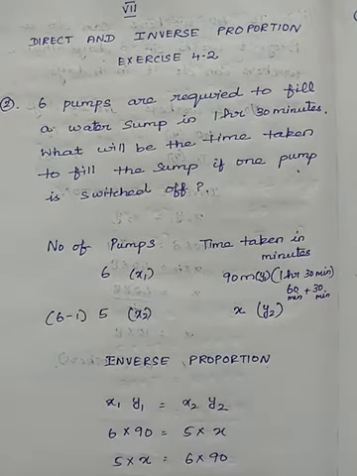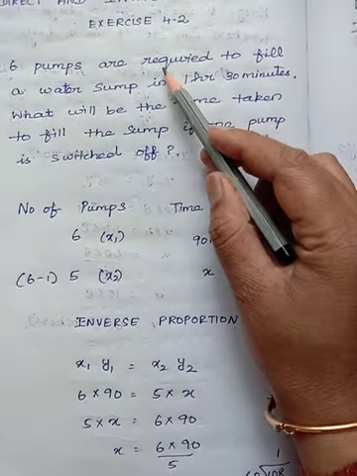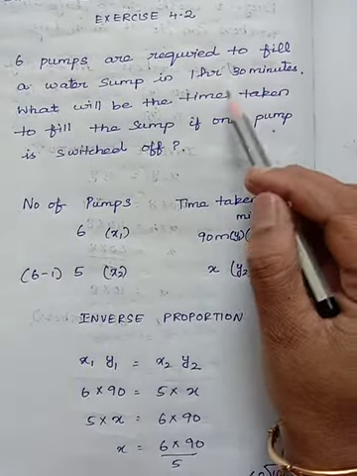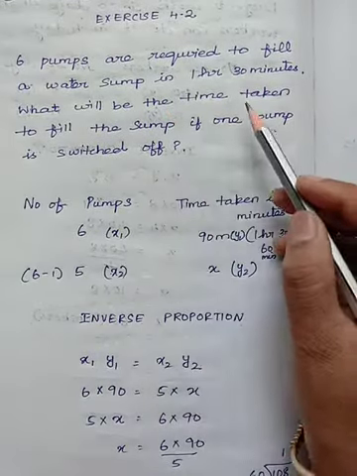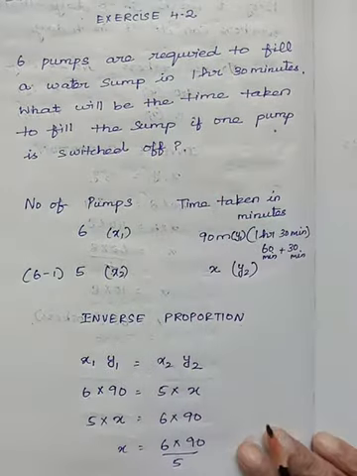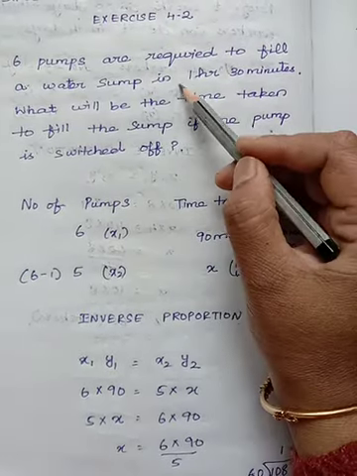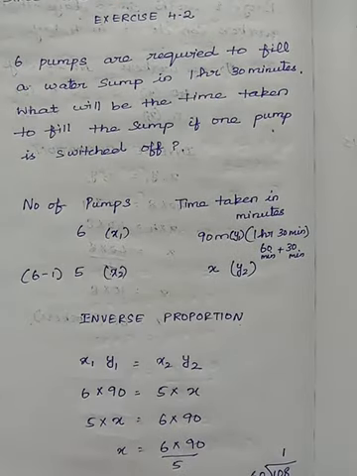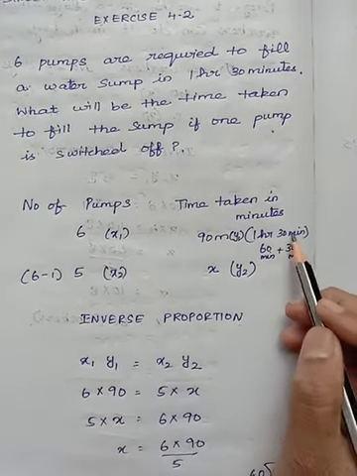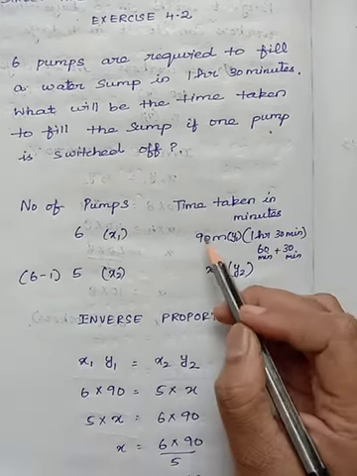Exercise 4.2, second sum. 6 pumps are required to fill a water sump in 1 hour 30 minutes. What will be the time taken to fill the sump if one pump is switched off? So the number of pumps first is 6 pumps. They can fill the sump in 1 hour 30 minutes. 1 hour means 60 minutes, 30 minutes, we will change everything into minutes.